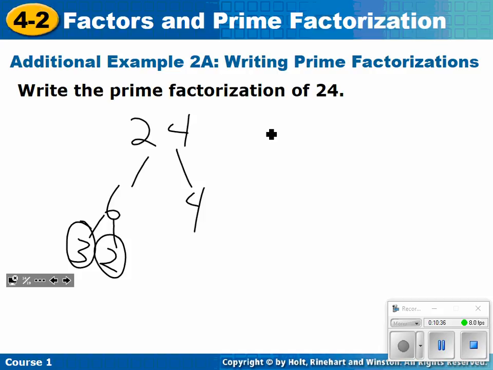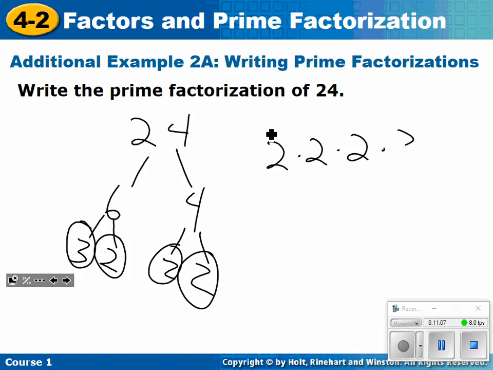Now, 4. Let's break 4 down. What do we multiply together to get 4, Elijah? 2 and 2. Are those numbers prime? Yes. We do not stop our factor tree until I have all the numbers on the bottom circled. Okay? Then, when you are asked to write the prime factorization of 24, here's what you do. You take all these numbers, 2 times 2 times 2 times 3. Is that all? That's all of them, right?